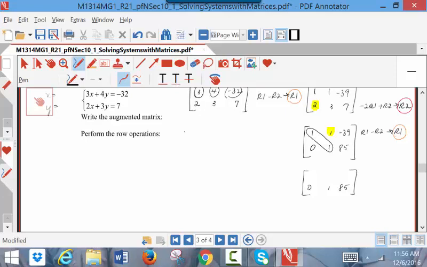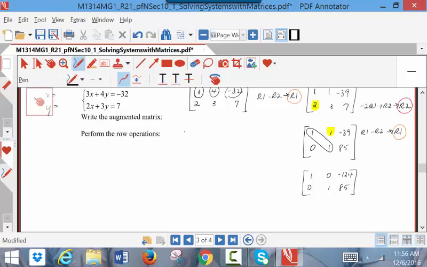Okay, row 1 minus row 2. Column 1: 1 minus 0 is 1. Column 2: 1 minus 1 is 0. I got it. Column 3: negative 39 minus 85 is a big old negative number, right? Is it 124?